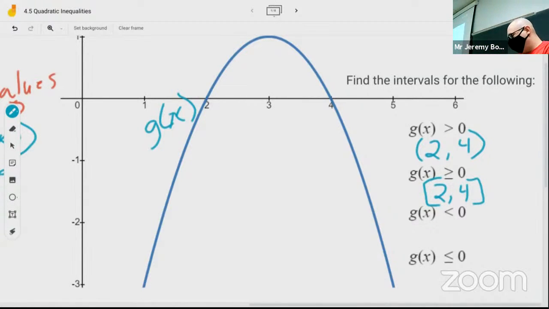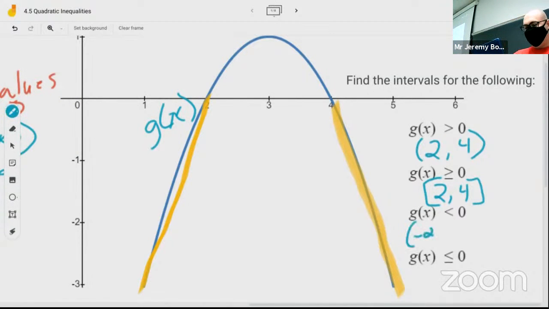Now, if we want to know where it's less than, that's going to be where it's below the x-axis. And so you see it's going to be 2 different intervals, right? It's going to be everything to the left up to 2, and from 4 on and on and on. So this is going to be from negative infinity to 2 union 4 to infinity.